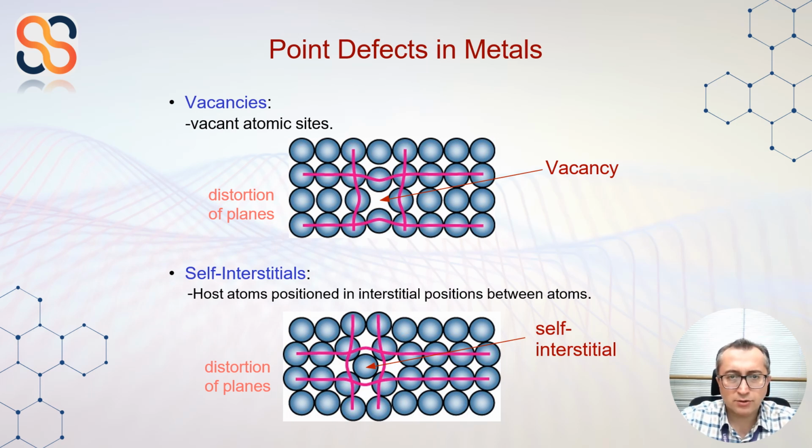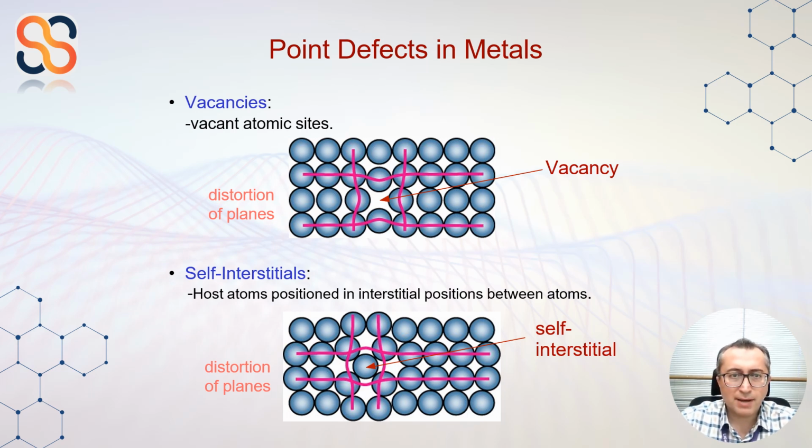Now let's move on to self-interstitials. They happen when host atoms are positioned in the interstitial spaces or gaps between the regular atomic sites in the lattice. Think of it like someone trying to squeeze into a tight spot in a packed room. This creates additional distortion in the atomic planes, as the presence of these extra atoms in the interstitial sites alters the arrangement and spacing of surrounding atoms.